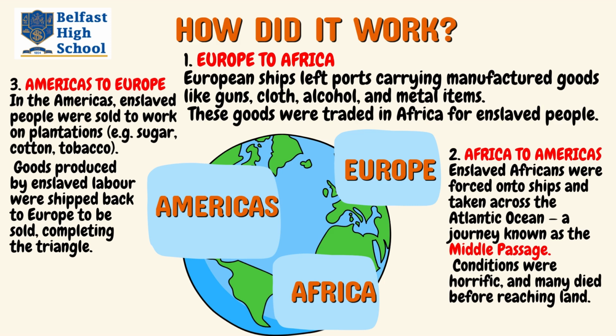The third part of the journey then is from the Americas to Europe. So in the Americas, enslaved people were sold to work on plantations, such as sugar plantations in the Caribbean or cotton and tobacco in North America. And goods produced by enslaved labour were then shipped back to Europe, completing the triangular trade.